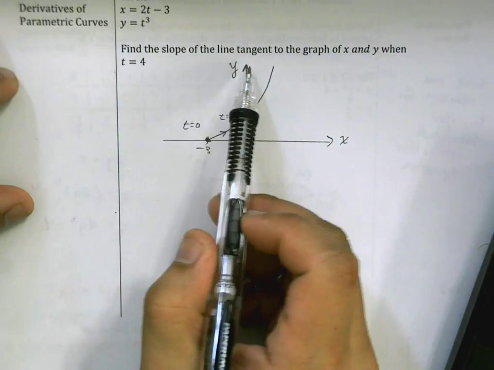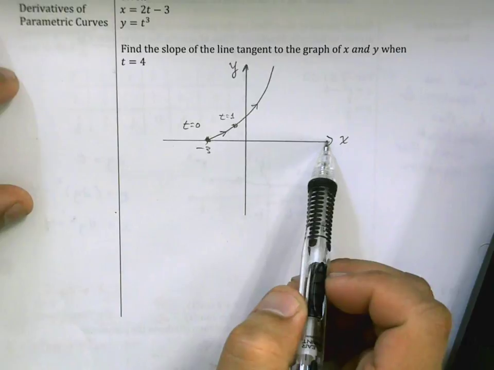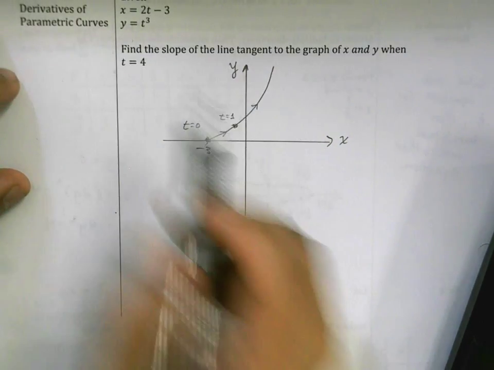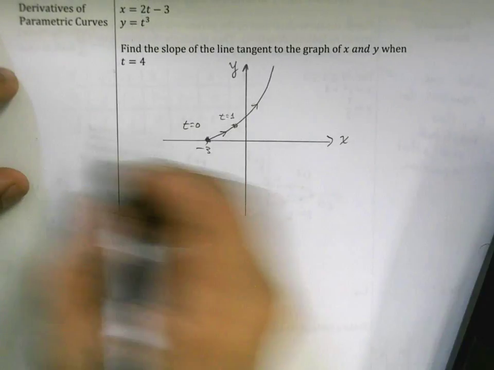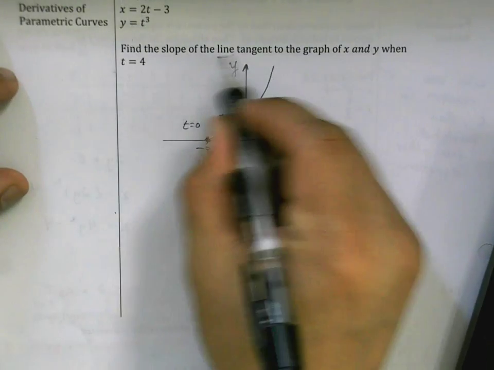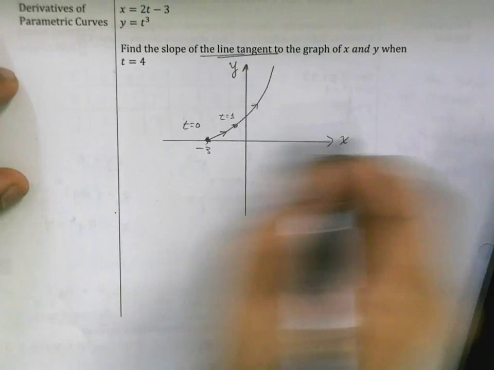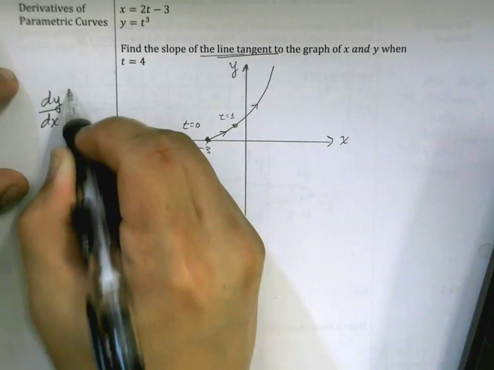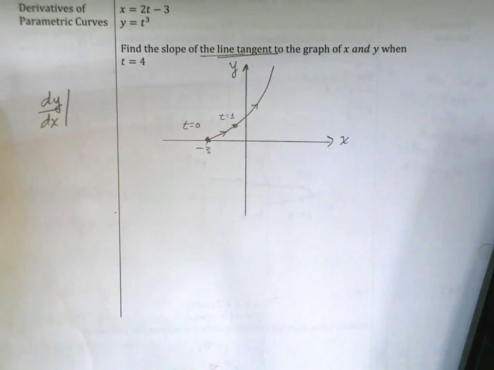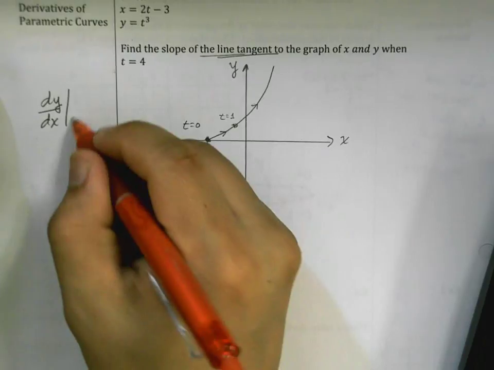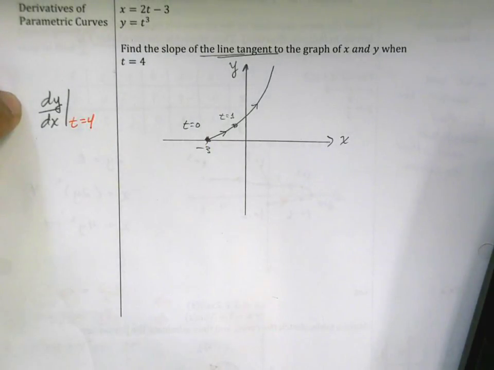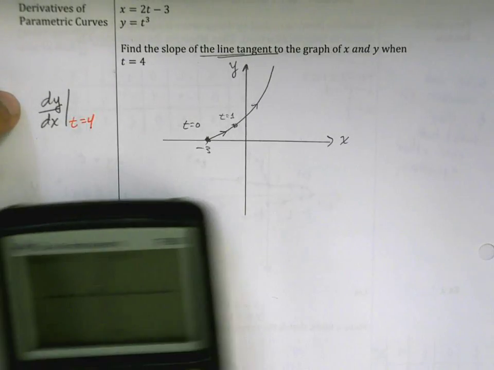Now it wants to know the slope of the tangent line of the graph of x and y. So it's not looking for the derivative in terms of x and t, but it's looking for the slope of the tangent line. So when it looks for dy dx, when t is equal to 4. When t is equal to 4. Okay, so what is the derivative of y with respect to x when t is equal to 4?